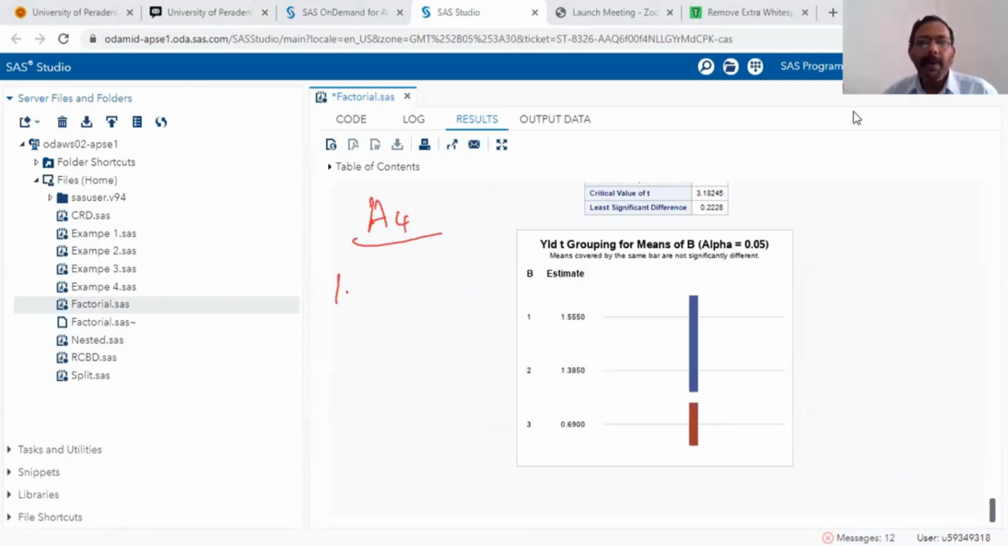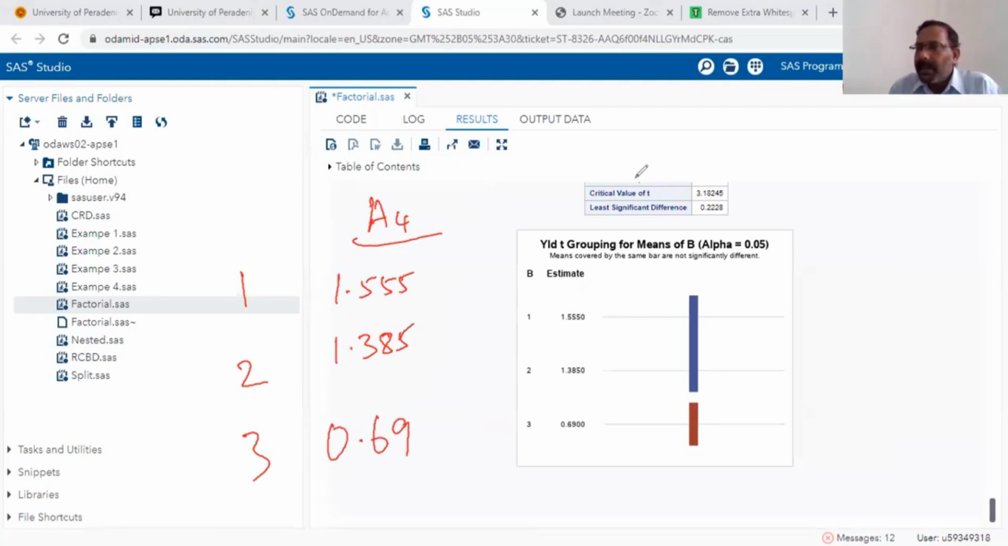First one is 1.555. Second one is 1.385. Third one is 0.69. Now, can somebody easily give the ABC for these treatments?